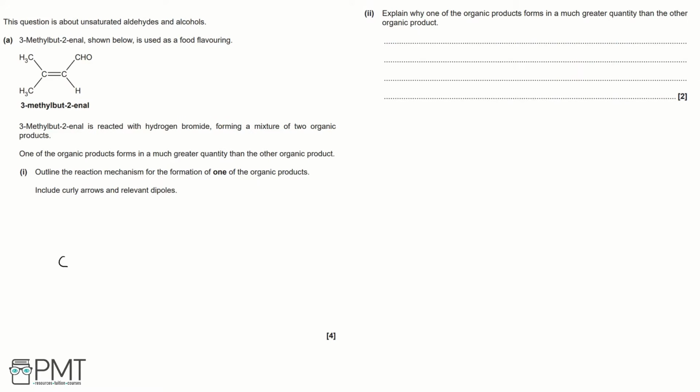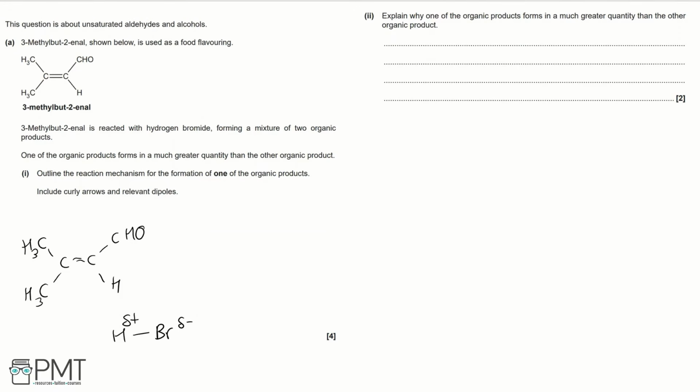This question is asking about electrophilic addition, so we're going to draw the mechanism for electrophilic addition of 3-methyl-but-2-enal. So if we start by drawing 3-methyl-but-2-enal and hydrogen bromide, we're then going to draw a negative dipole on the bromine and a positive dipole on the hydrogen. The hydrogen has a delta positive sign as it's less electronegative than bromine. That's why we have a positive dipole on the hydrogen but a negative dipole on the bromine.